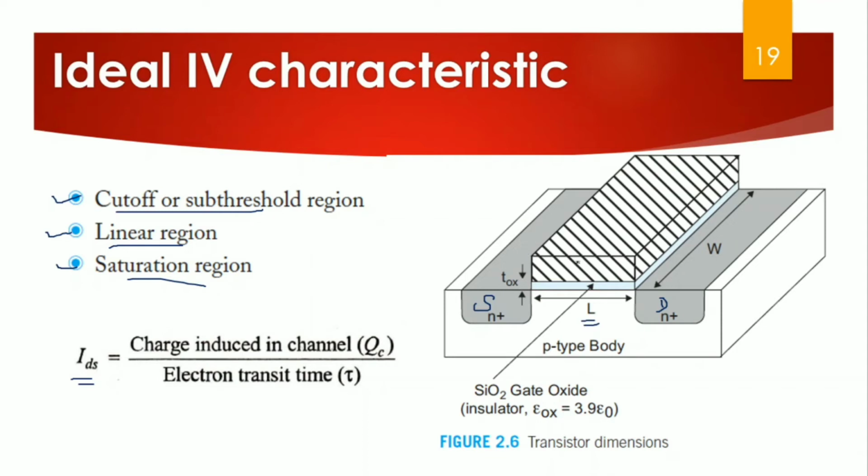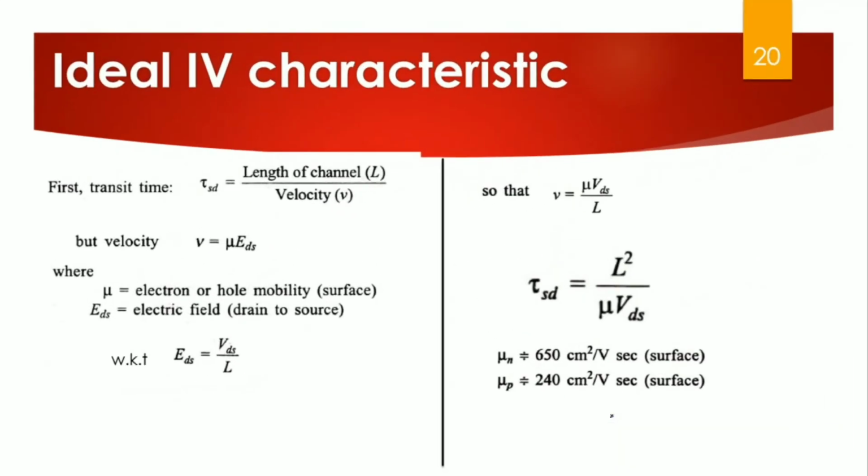The thickness of the oxide layer is TOX, and this is the gate that exerts the electric field here. The silicon dioxide has a permittivity of 3.9 times epsilon naught. First, let us understand what transit time is. Transit time is the time taken by an electron to move through the channel with a certain velocity. Therefore, it is defined as the length of the channel divided by the velocity of the electron.